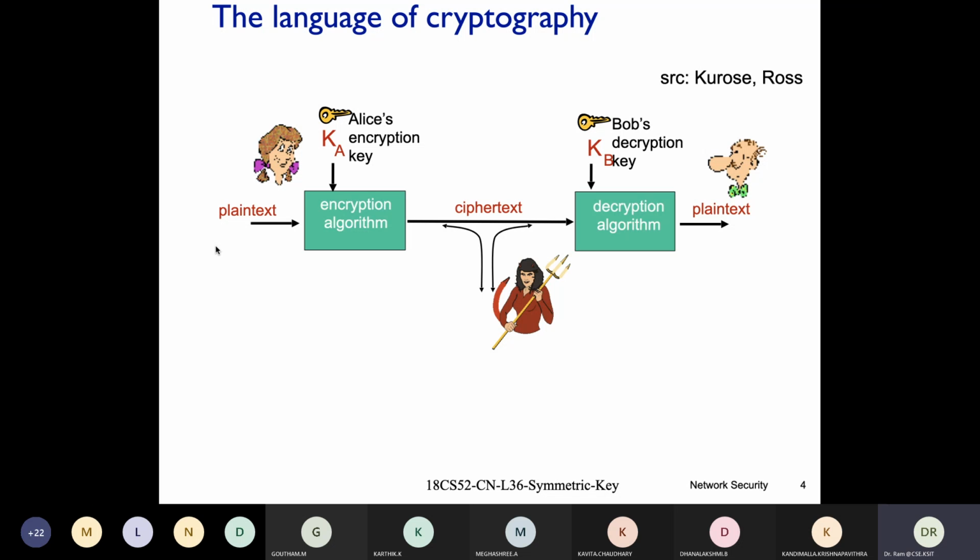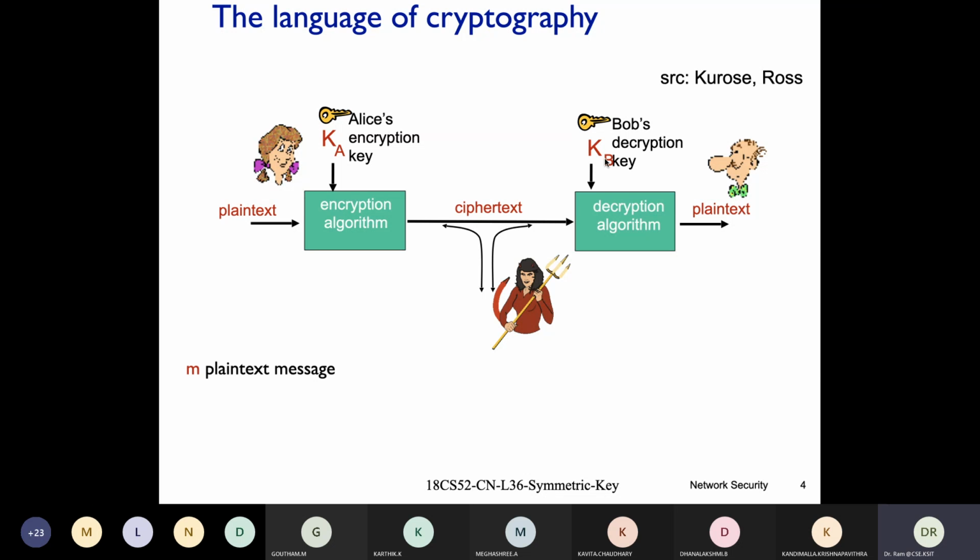The terms you'll use in cryptography: one is called plain text. Plain text means the original message which the sender wants to send. This plain text is converted into what is called ciphertext. You can also call it encrypted text, but in the security world, this encrypted text is referred to as ciphertext. And the receiver would convert it back to plain text.